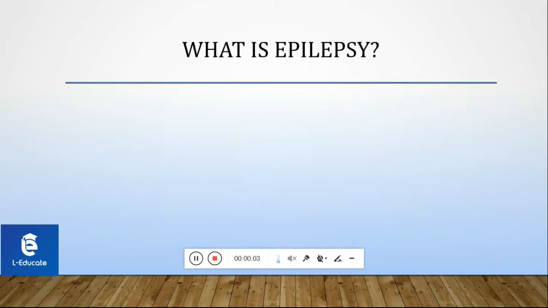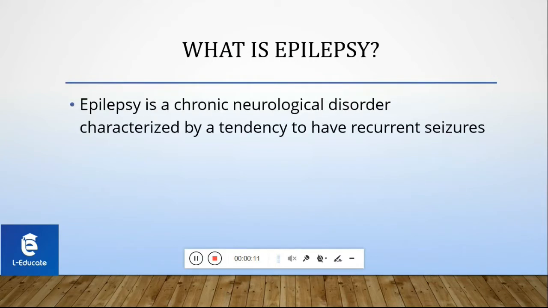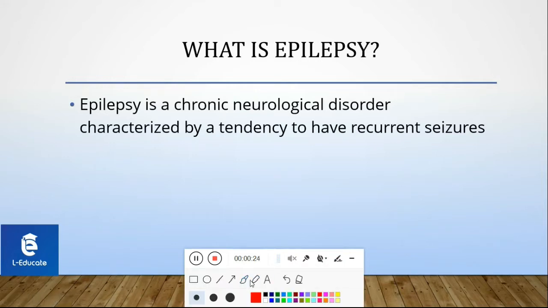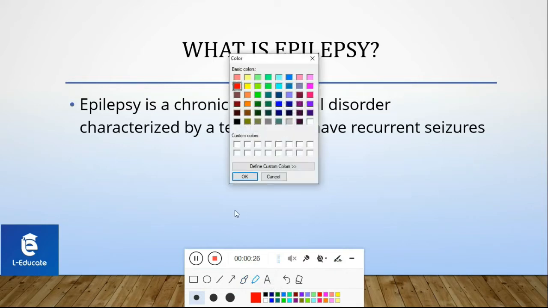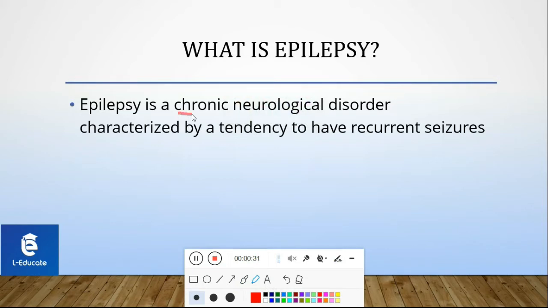Now, how do we distinguish between a seizure and an epilepsy? Epilepsy is a chronic neurological disorder. I'm going to break that down. When we say chronic, we mean that chronic means a condition that is ongoing for a long time.